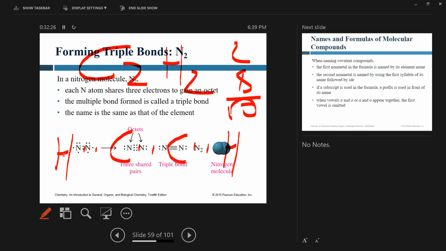1, 2, 3, 4, 5, 6. How many electrons total do we have? 10. For all these 4 atoms, 10. Right? So we used 6 electrons. We have 4 unused electrons. How do we distribute these 4 unused electrons so that each carbon atom has an octet?